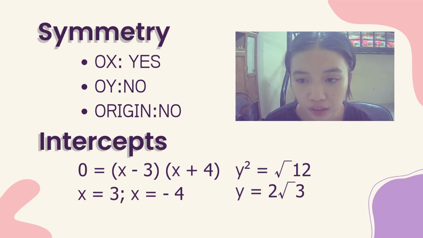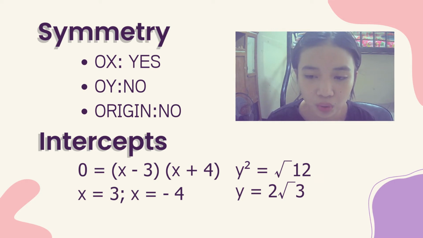Ang given po natin for number 1 is y squared is equal to x squared plus x minus y. Now, the first thing that we have to do is to determine the symmetry of this equation. Kailangan natin i-test yung symmetry ng equation with respect to x, y, and to the origin. In this case, yung equation natin, it shows symmetry with respect to the x-axis because there's no change in the equation nung nagpalit tayo ng sign ng ating y values.